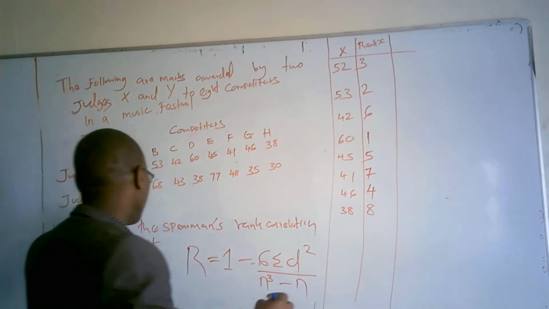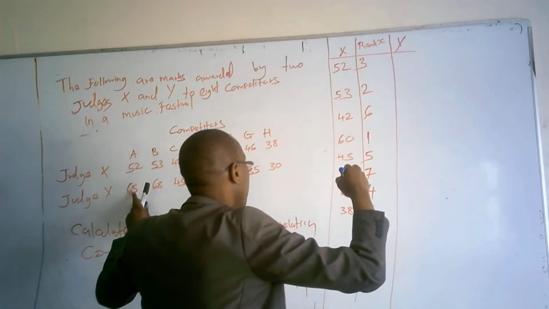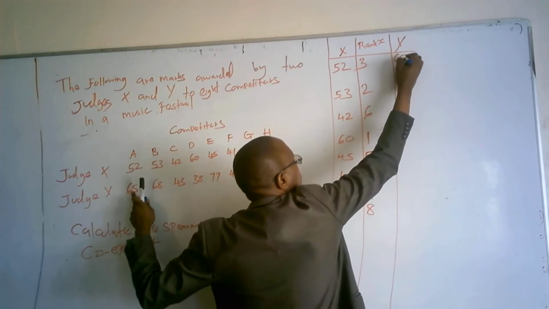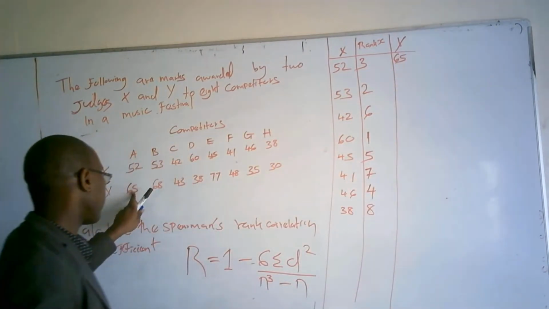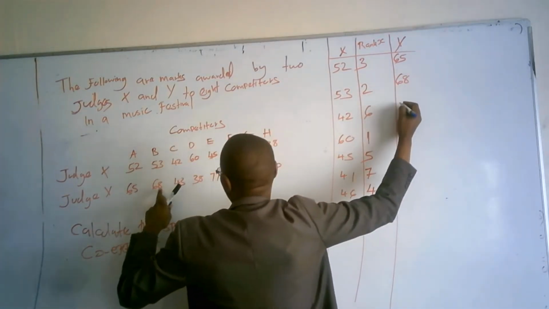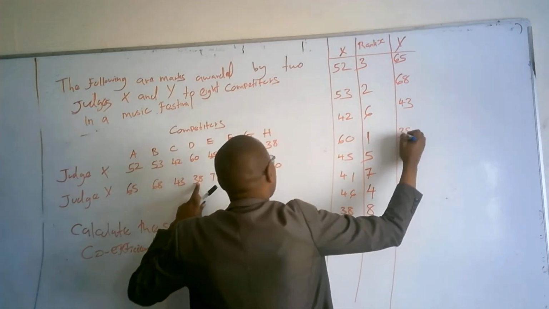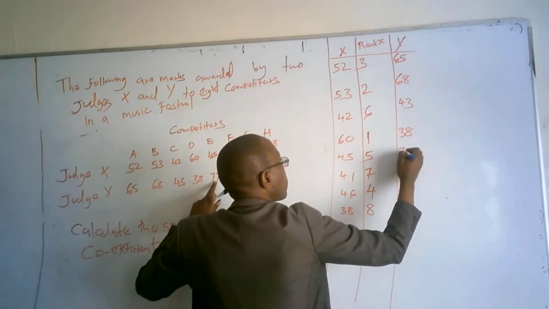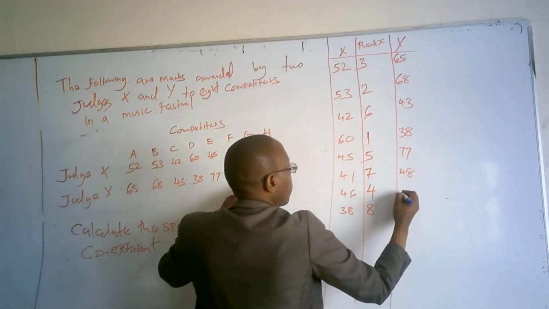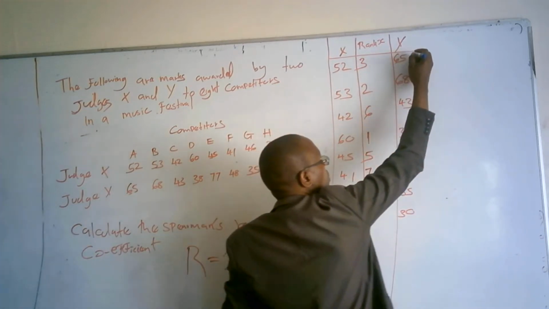And then now you go to Y. So now that is the Y. So the Y, you can see that the first value is 65. So it's going to be that 65. And then the second value is actually 68 here. And then 43. And then 38. And then 77. 48. 35. And then that.